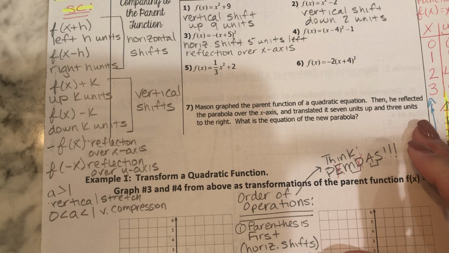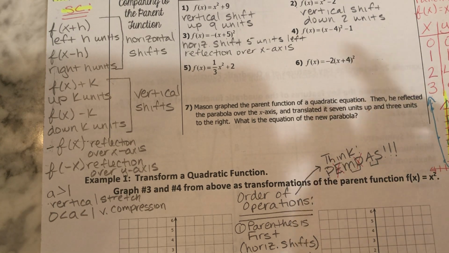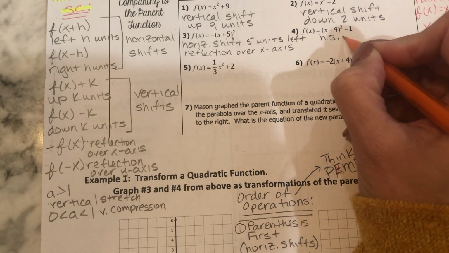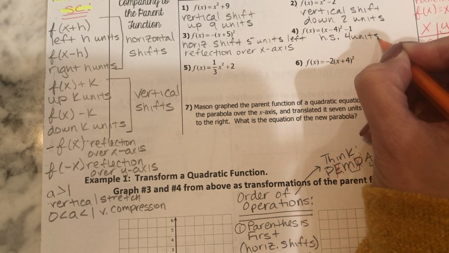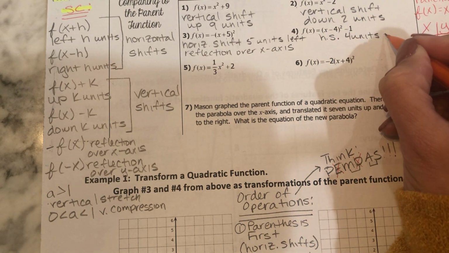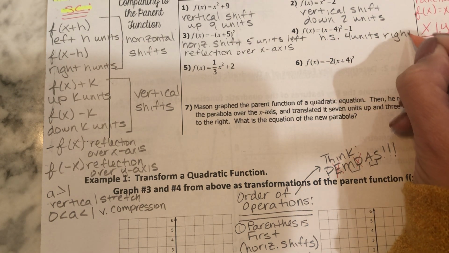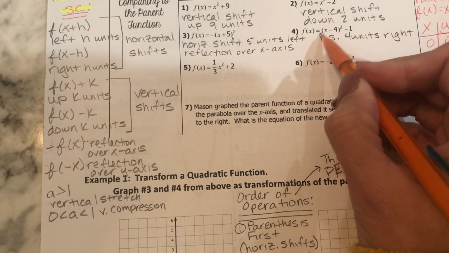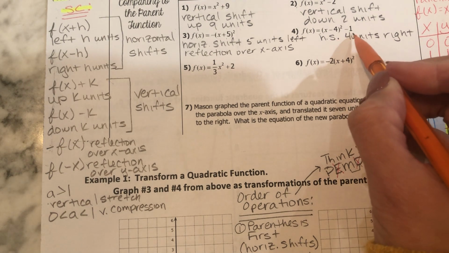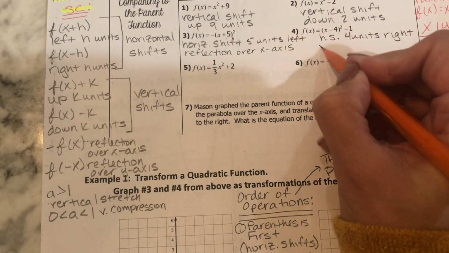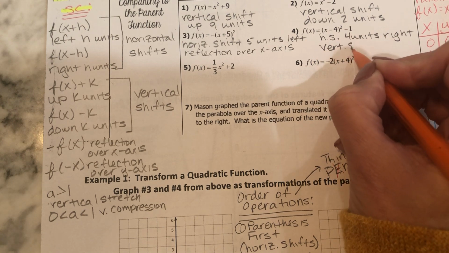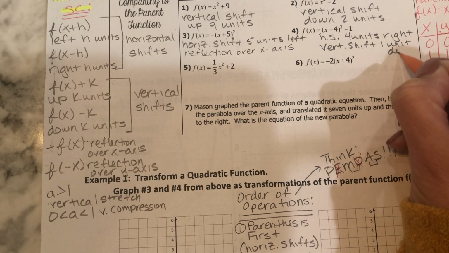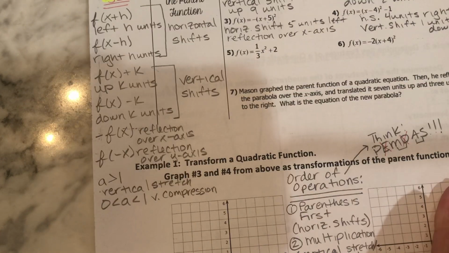All right, number 4, do parentheses first. So this is going to be a horizontal shift, 4 units, and since it's negative, it's going to go to the right. No multiplication or negatives, so I'll go to my addition and subtraction, which is this -1 here, and that gives me a vertical shift 1 unit down.